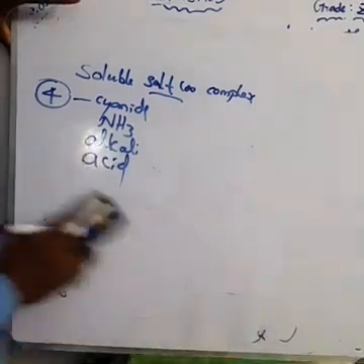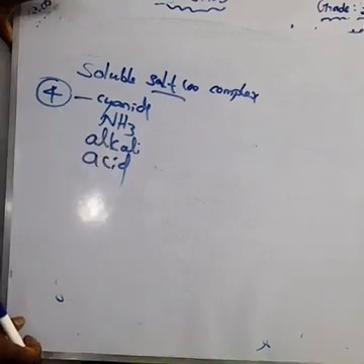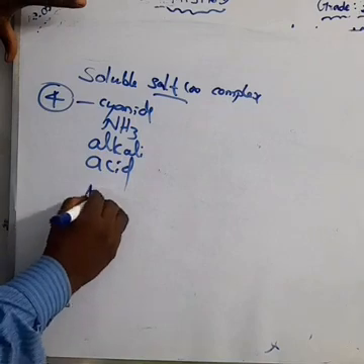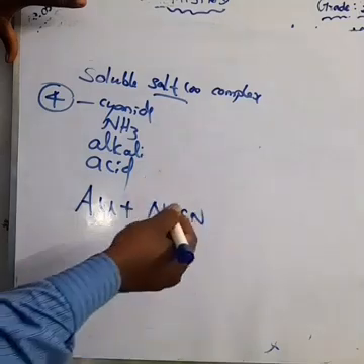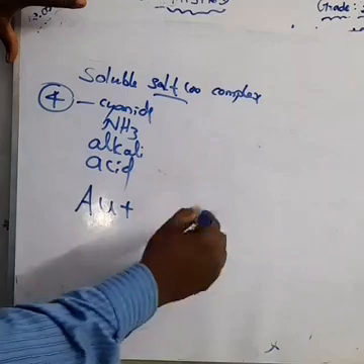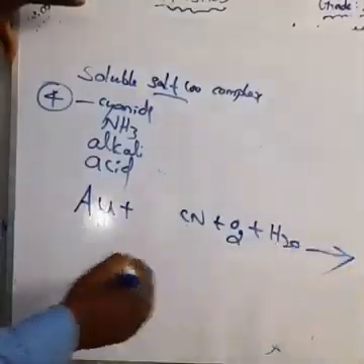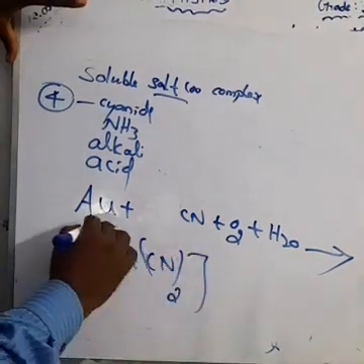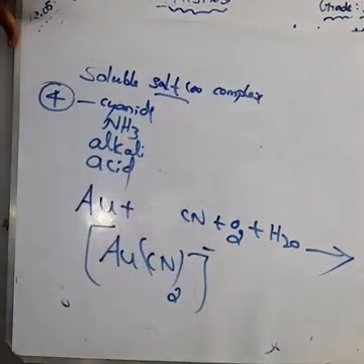Cyanide leaching means the crushed ore of gold is leached with a dilute solution of sodium cyanide. Here gold reacts with sodium cyanide, and on treatment with sodium cyanide we get one complex. What is the name of this complex? The complex formula is Au(CN)2 minus, the dicyanide ion.